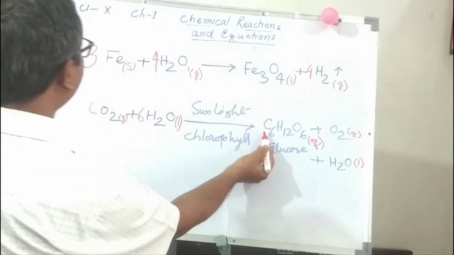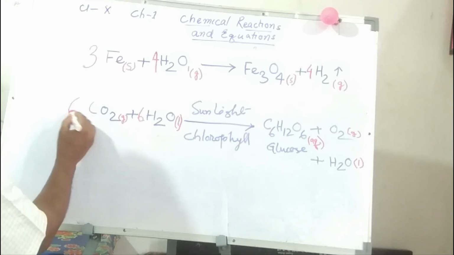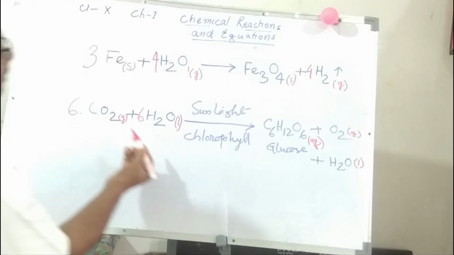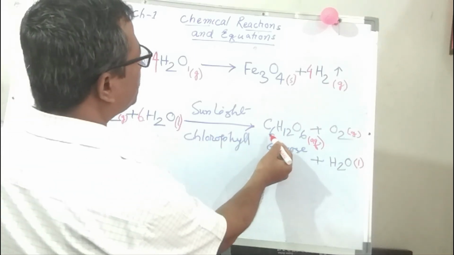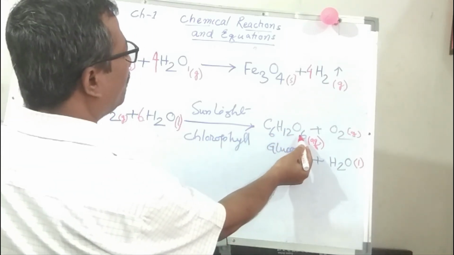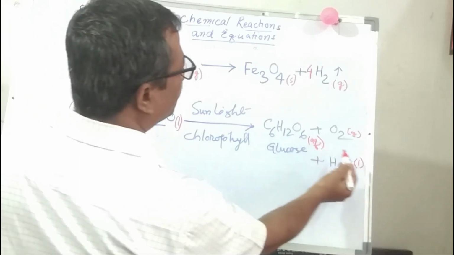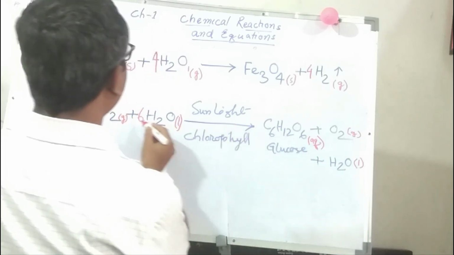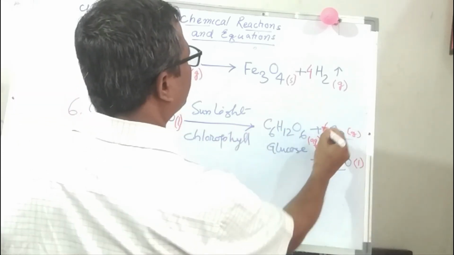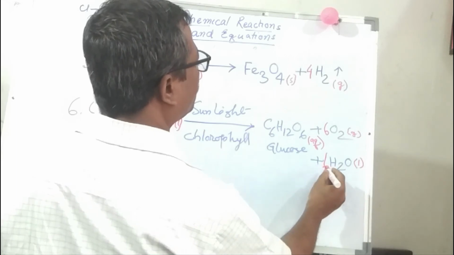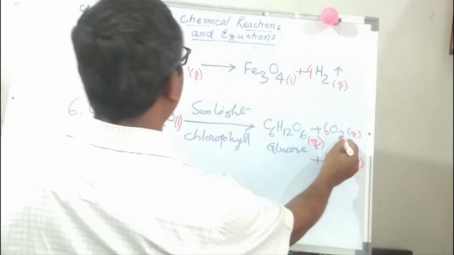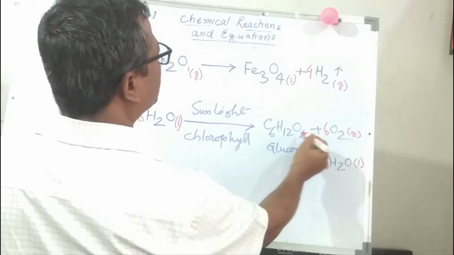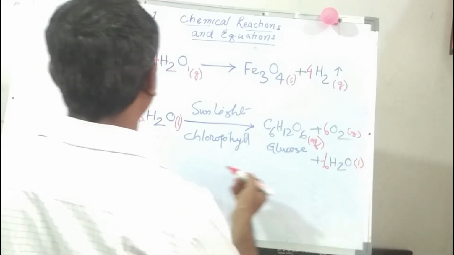Carbon is 6. So make this multiplied with 6. 6 carbon, 6 times 2 is 12 oxygen. 6 carbon, 12 hydrogen. Oxygen is 6. Hydrogen 12, 6 times 2 is 12. 6 O2, 6 times 2 is 12 oxygen.